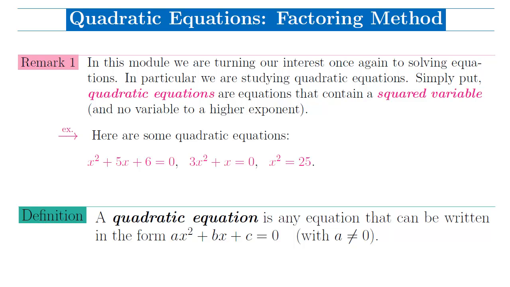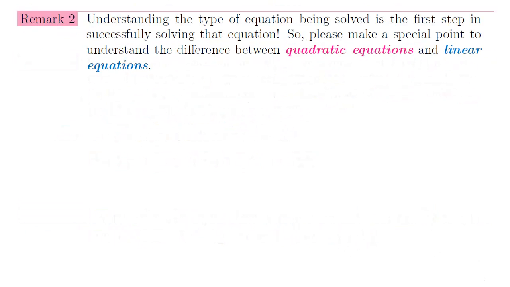Formally defined, a quadratic equation is any equation that can be written in the form ax squared plus bx plus c equals 0, where a, b, and c are real numbers and a does not equal 0. Now, understanding the type of equation being solved is the first step in successfully solving that equation. So please make a special point to understand the difference between quadratic equations and linear equations.